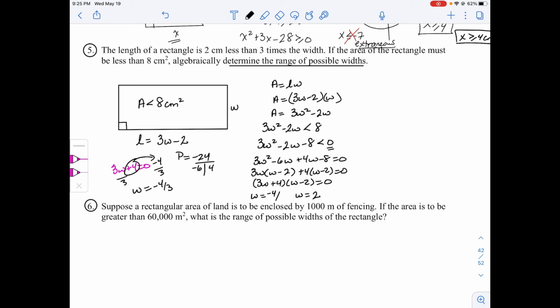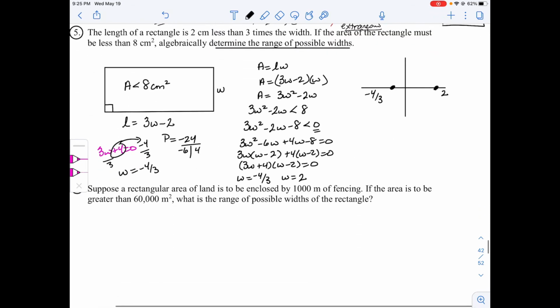And some of you might be able to start to see that. We move over the 4, it becomes negative, and we divide by the 3. So some of you might be able to see that in one step. Then if I do a really bad sketch, it's not so important that it is very nice, we have our negative 4/3 and our 2. And so we want our area to be less than 0. Because our parabola opens up, it faces up due to the fact that our a value is positive, it's something like this, isn't it?